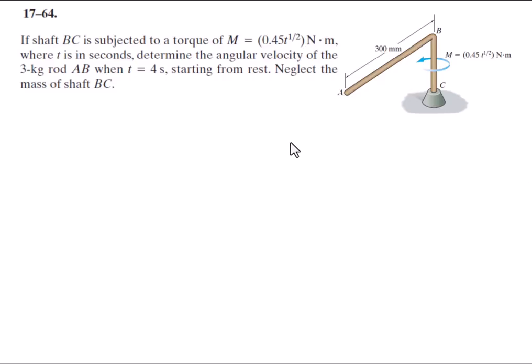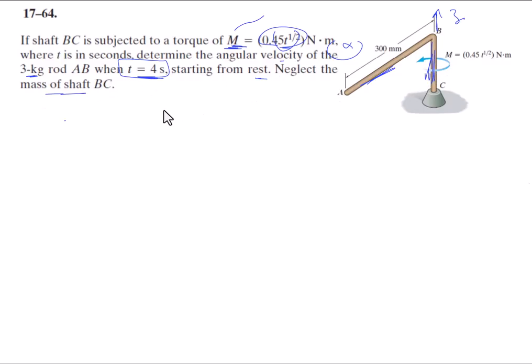Let's do this problem, which is about rotation about a fixed axis. We have a shaft BC that is rotating about this axis Z with a time-dependent moment, where t is in seconds, and you want to determine the angular velocity, so alpha, of this rod, which weighs 3 kilograms, when time is 4 seconds, starting from rest. So moments from 0 to whatever this final value is.